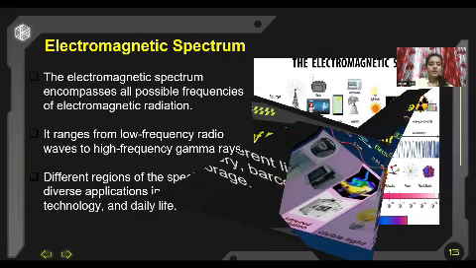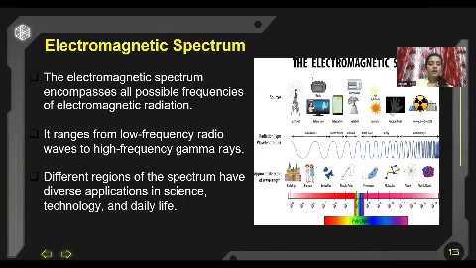Electromagnetic spectrum. It encompasses all the possible frequencies of electromagnetic radiation. The range goes from low frequency radio waves to high frequency gamma rays. So it covers both the frequencies of radio waves as well as gamma rays. But in radio waves there is a low frequency, and in gamma rays there is a high frequency. Different regions of the spectrum have diverse applications in science, technology, and also day to day life.